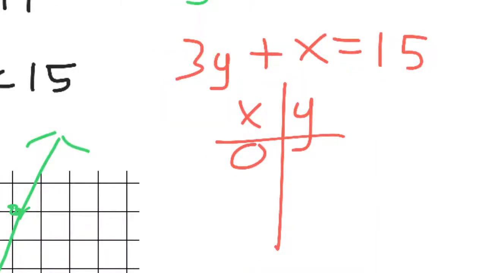If I plug in a 0 in here, I've got 3y equals 15. It means y needs to be 5 in order to make that be true. If I plug in a -3, I have to do a little bit of arithmetic. I'd have to add 3 to both sides to get 3y equals 18. Divide by 3 and you get 6 there. If I plug in a +3, I got to subtract 3 from both sides to get 3y equals 12. Y is 4.